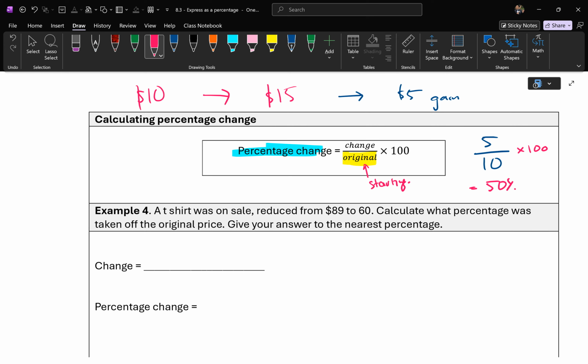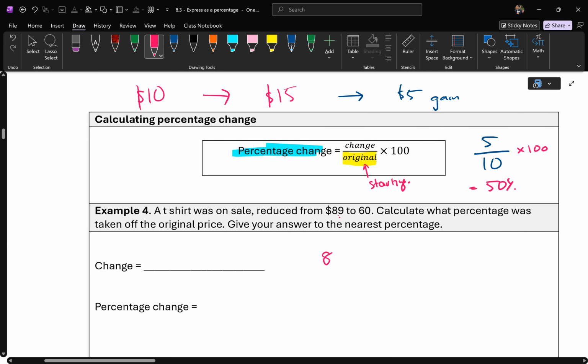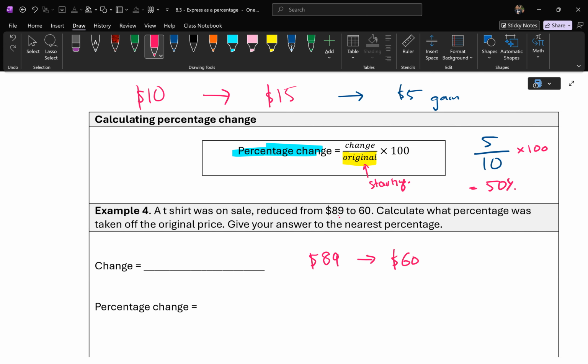Yeah, so here we go. From $89 is where we started. So we started at $89 and we dropped down to $60. What's the change? Yes, it is $29. So 89 minus 60 tells you the difference. On your calculator, you can take a difference, or you can do it in your head or by hand. But 89 take away 60 is 29. So you got a $29 drop. So drop down by 29, minus $29.